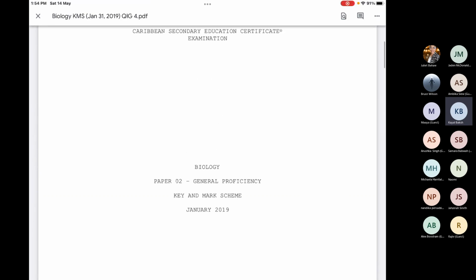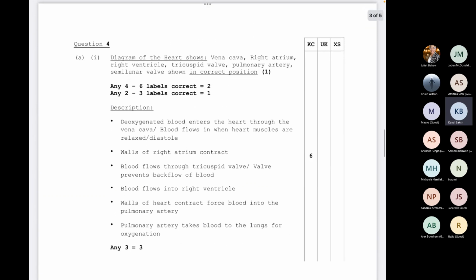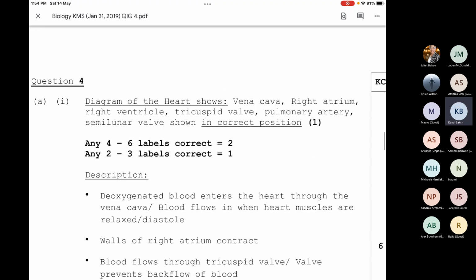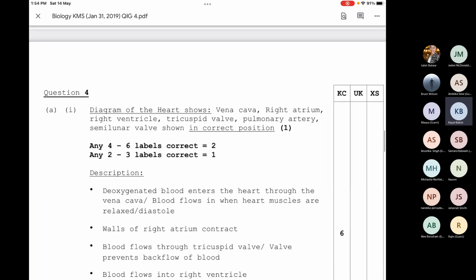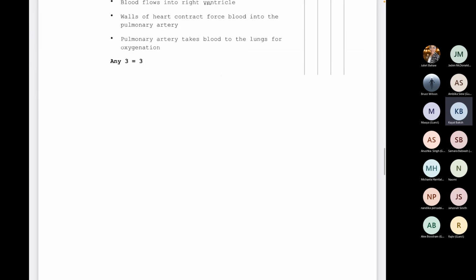Let's say you had to label the diagram of a heart. This was a 2019 paper. They will give the labels that you need, and they have to be in the correct position. And if you notice, if you have any 4 to 6 correct, you get 2 marks, any 2 to 3, right? So what I'm trying to say is they follow a marking scheme.